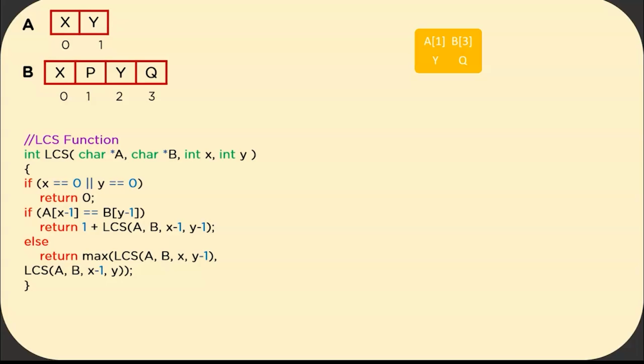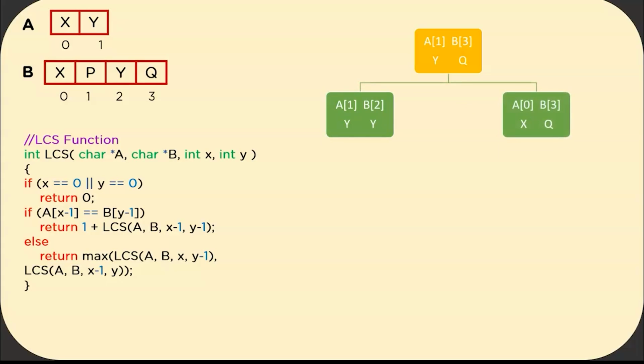If characters don't match, which is true in this scenario, we move either one character in string A or in second string B, and we'll choose whichever produces maximum value. So if we reduce B by 1 and keep the A same, then we have a character Y in both the strings. Whereas if we keep B the same and reduce A by 1, then we have X and Q which don't match with each other. First, we'll evaluate the left side of our recursion tree.